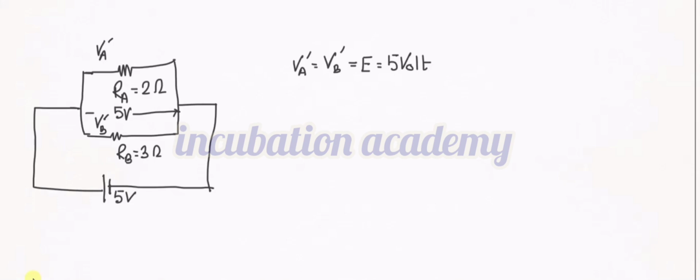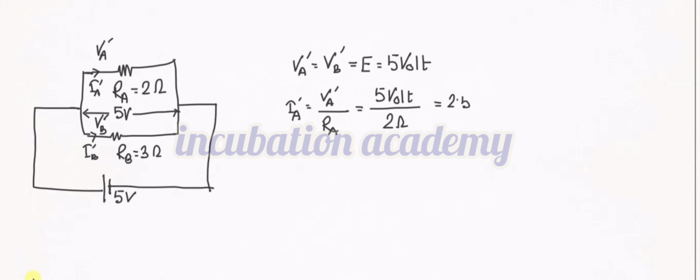Okay, so the current through RA, I can say this is my IA prime, and current through RB, we can say this is my IB prime. So what is IA prime? IA prime is simply VA prime divided by RA. VA prime is 5 volt. RA is 2 ohm. So the current is 5 by 2, that is 2.5 ampere.